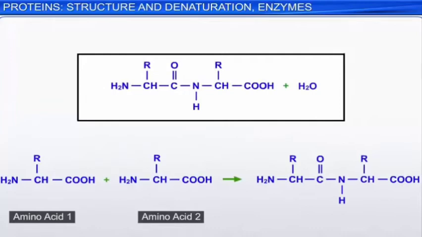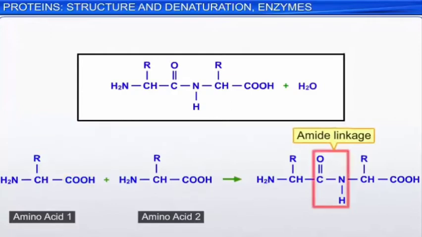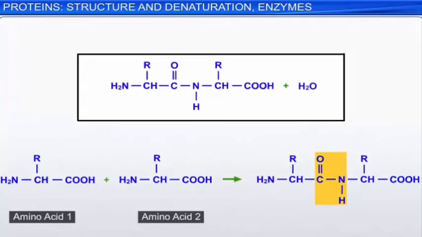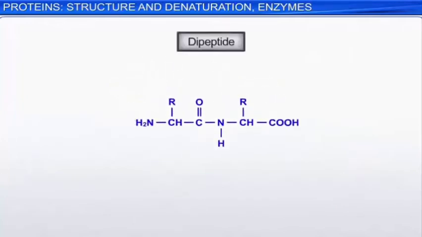Thus, the interaction between the amino group and the carboxyl group of two of the same or of different amino acids results in the formation of an amide linkage, that is, an NH-C=O group called a peptide linkage. The product formed when two amino acids interact is called a dipeptide. The name dipeptide indicates a peptide bond that is formed between two amino acid molecules.